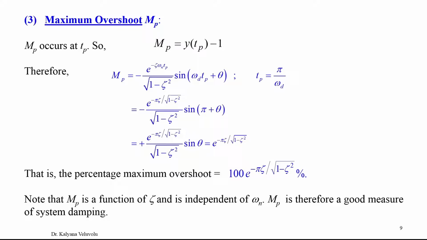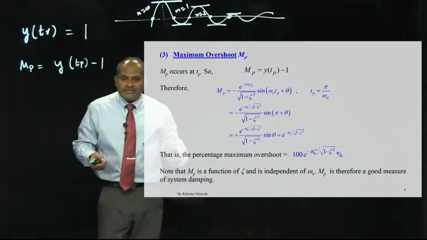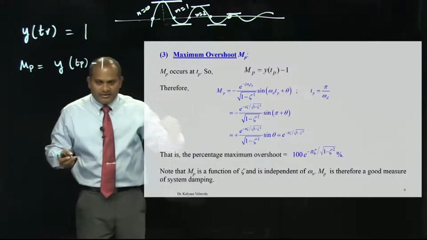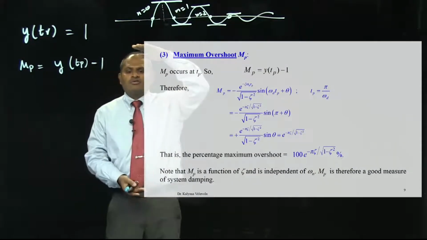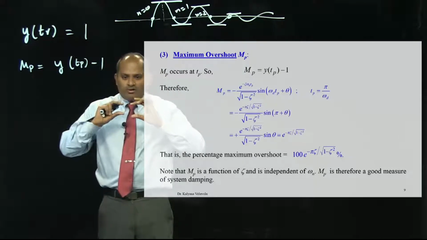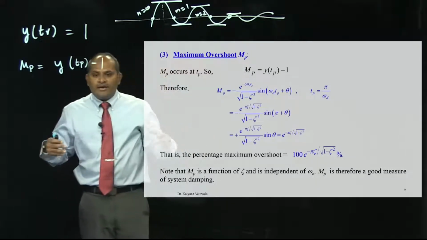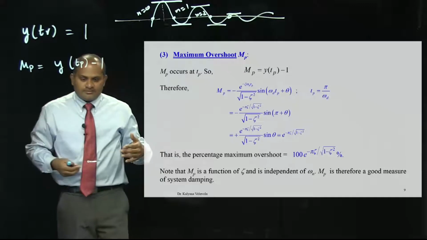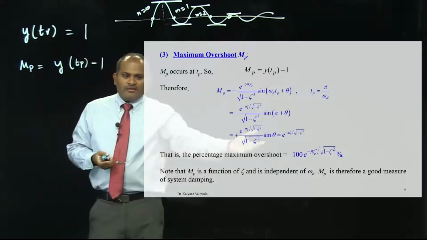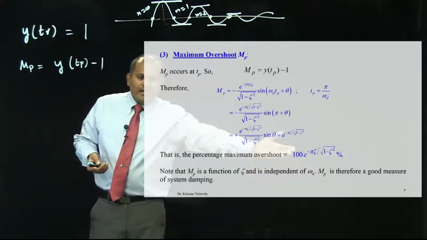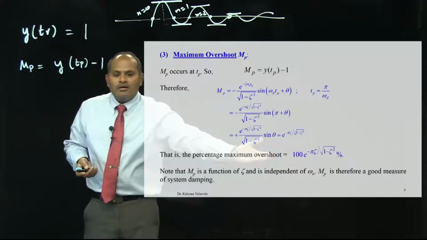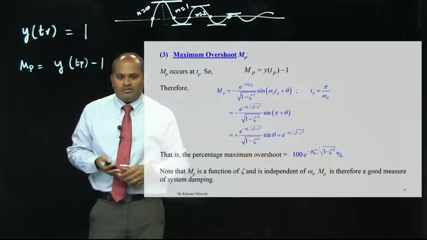MP is therefore a good measure of system damping. As I told you before, if damping changes, overshoot changes. If damping is low, higher overshoot. If damping is high, smaller overshoot. So the overshoot depends on the damping of the system. We can clearly see only damping is involved in the expression of maximum overshoot.